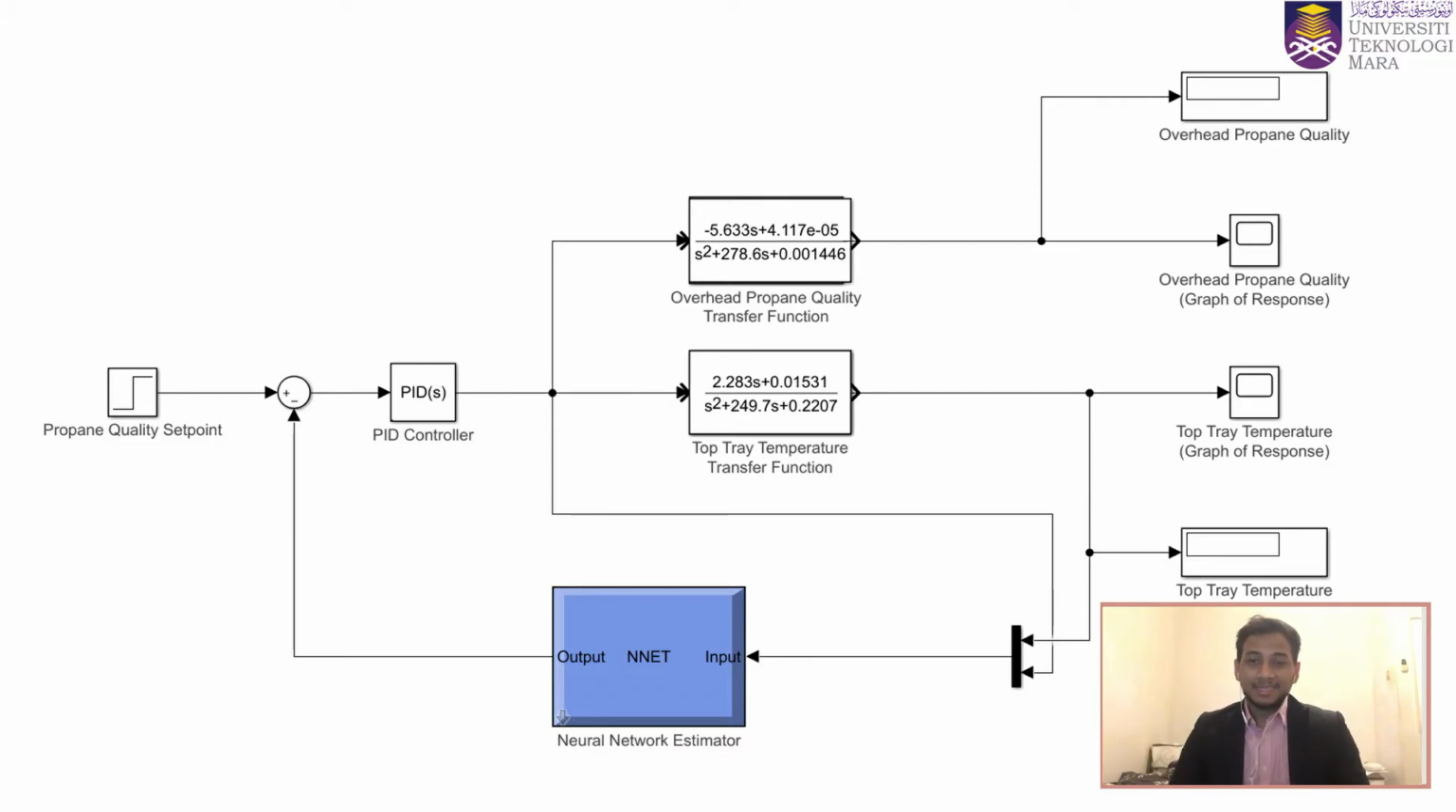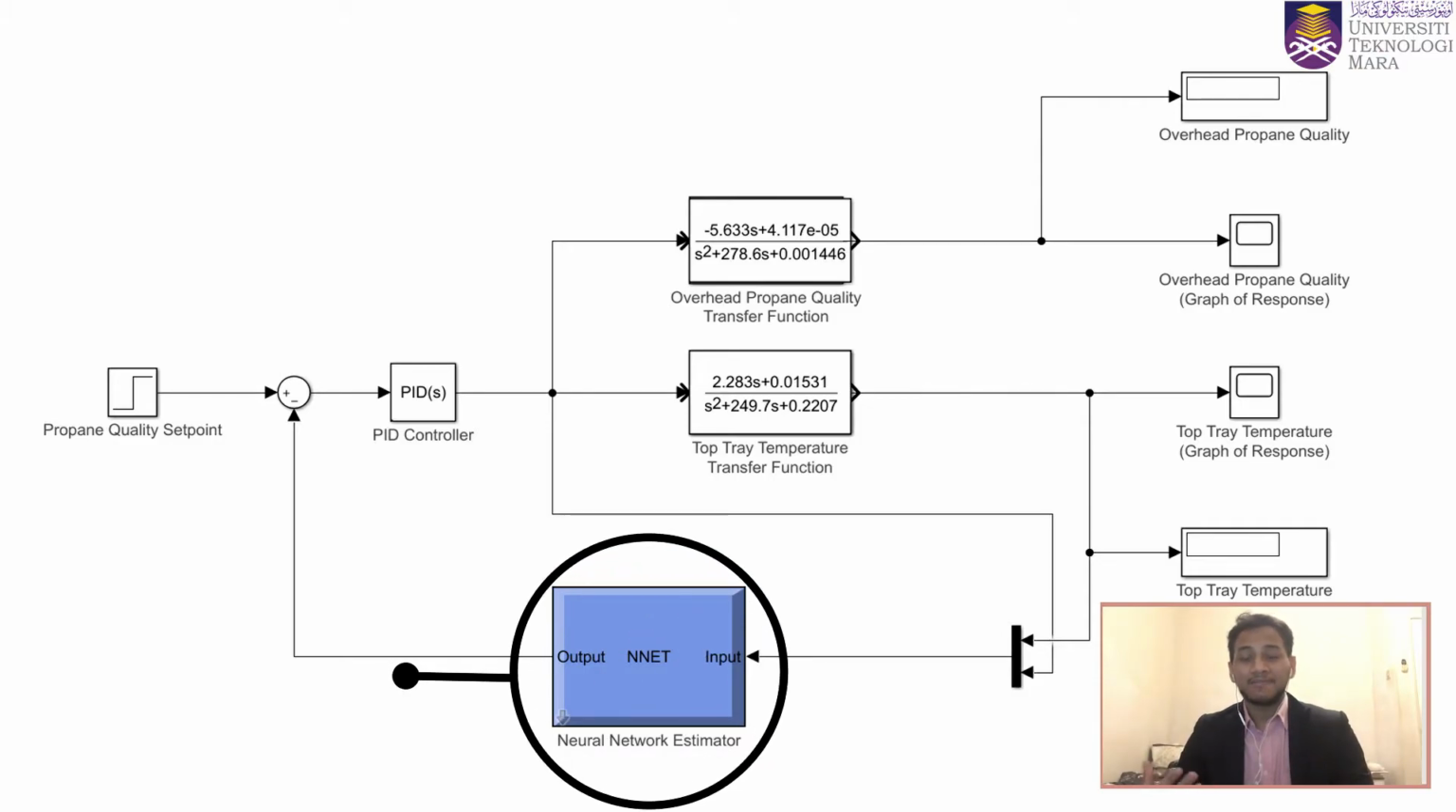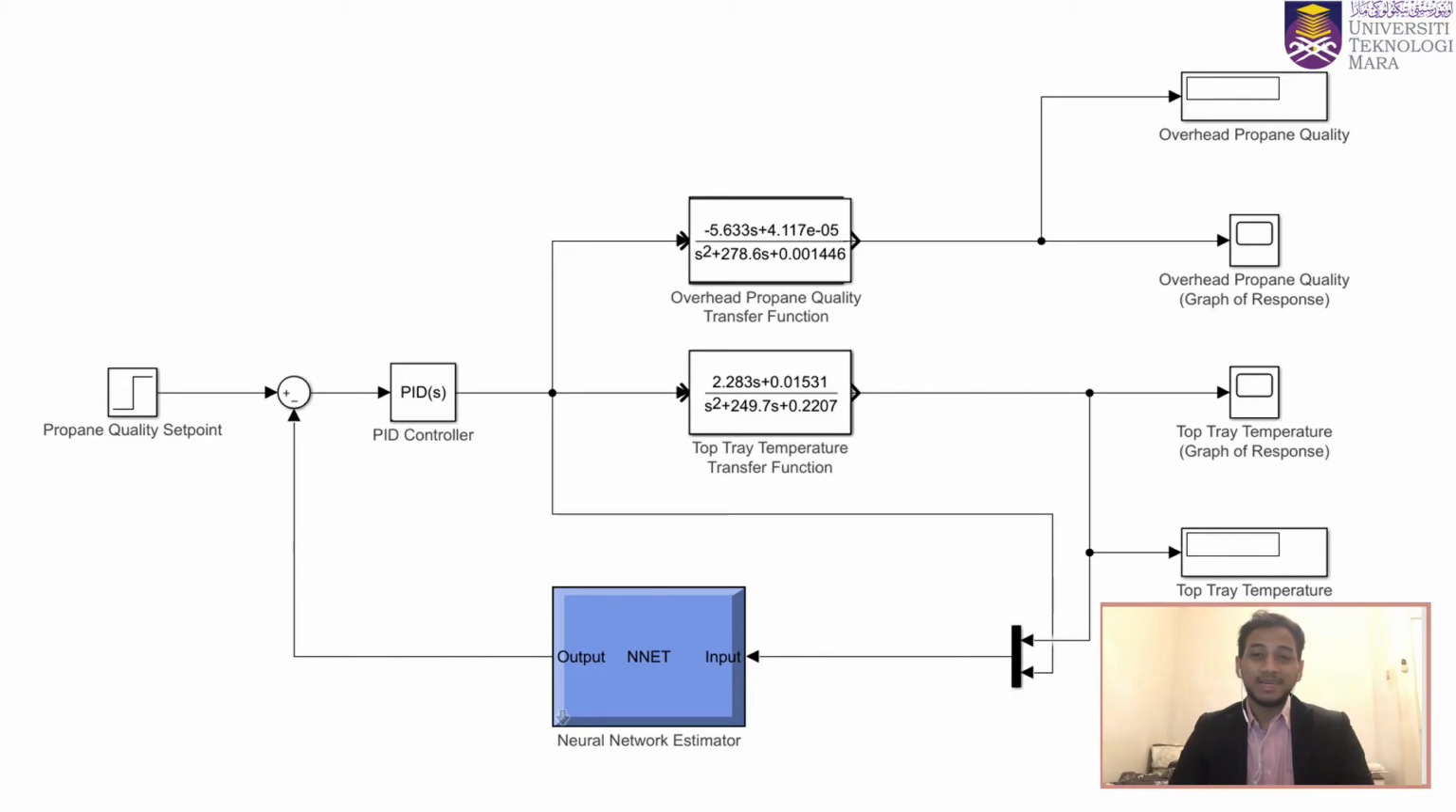And then the signal for the reflux flow along with the signal for the top tray temperature are both fed into the neural network estimator. These variables are being used as the secondary measurements by the neural network estimator to predict the actual value of the propane quality. The actual value is, once again, as stated before, deducted from the set point value to produce the error signal. This whole system closely resembles that of a feedback control system.